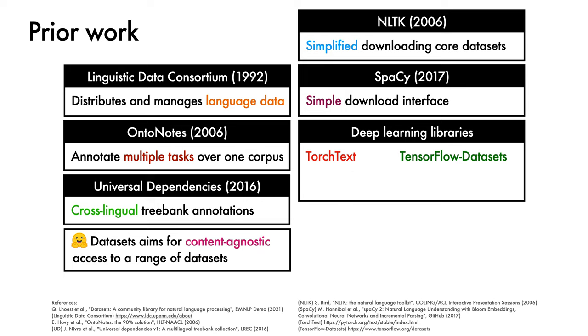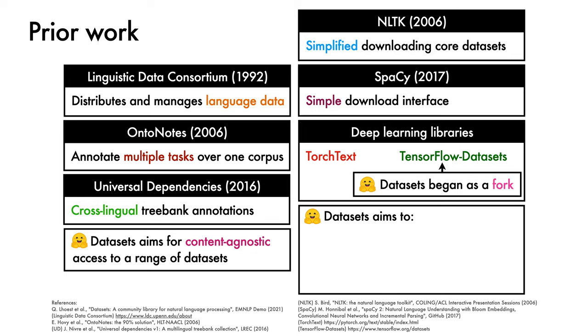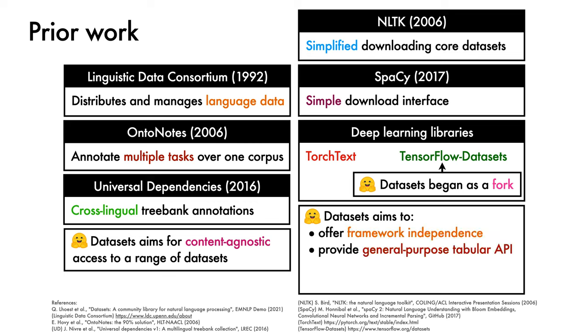As an interesting aside, the Hugging Face Datasets library actually began its life as a fork of TensorFlow-Datasets before diverging substantially. The library differs from prior approaches in that it aims to offer framework-independent dataset access through a general-purpose tabular API with specialized types for language. It also places significant weight on community management and documentation via the use of data cards across the hub, and on covering the long tail of datasets spanning large numbers of tasks and languages.